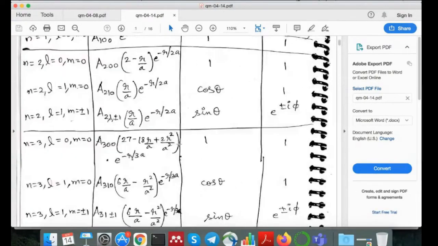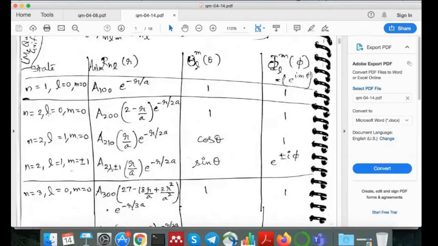Is that right? So for a particular value of n and l, for n equal to 2, l equal to 1, m is 0, and n equal to 2, l equal to 1, m is plus or minus 1, these two R_nl of r are the same, right? Because this does not really depend on m, it only depends on l.